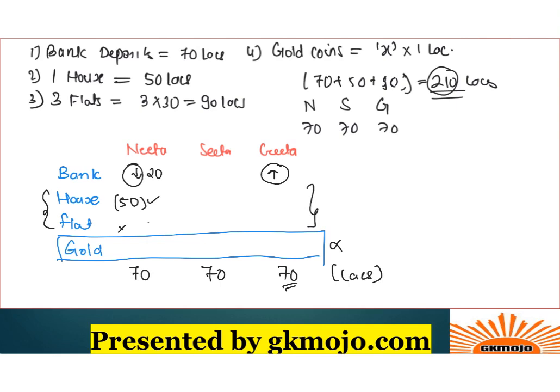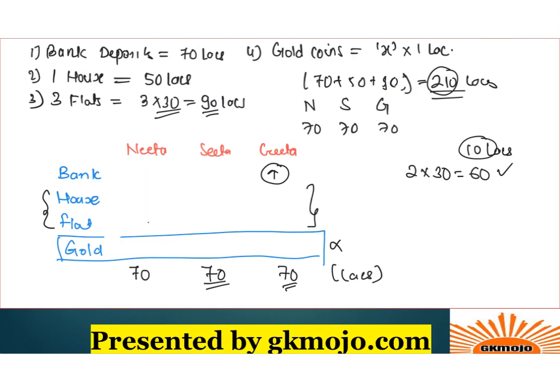But consider that one person cannot get three flats altogether because three flats will cost 90 lakhs, which is beyond 70 lakhs. So at most a person can get two flats, that is 60 lakhs. So if a person gets 60 lakhs of flats, the bank deposit he will get is 10 lakhs. What they told us in the sentence was that Nita got the least amount of bank deposits, and 10 lakhs is lesser than 20.